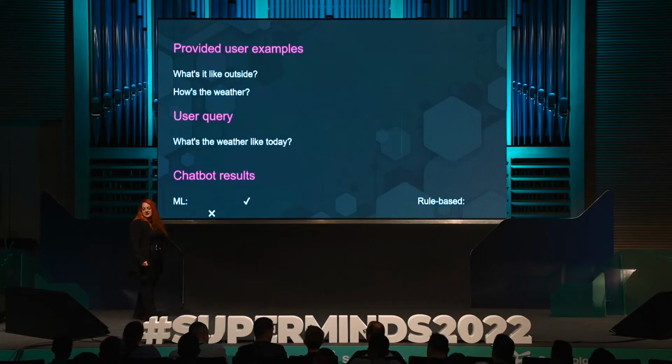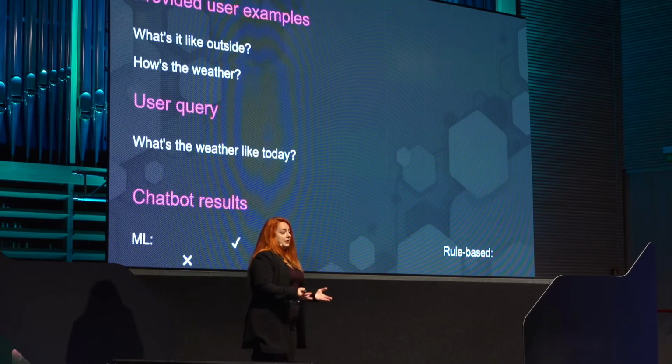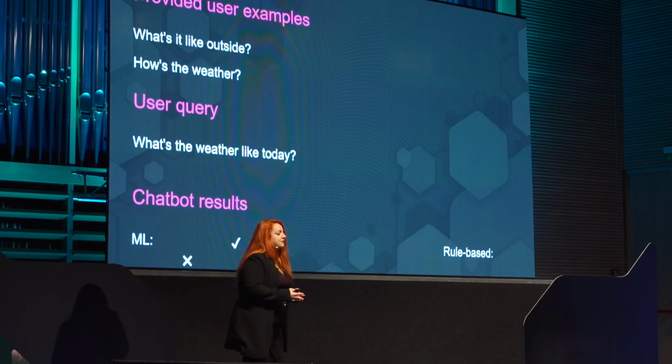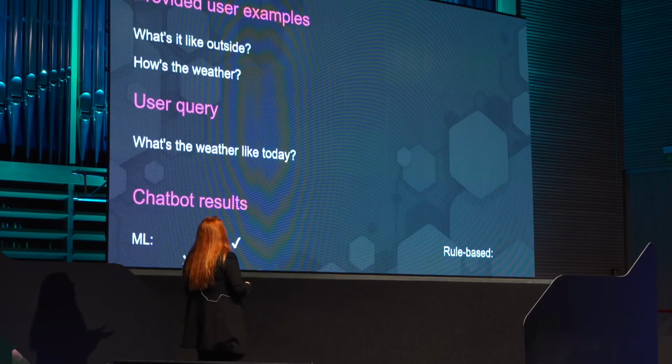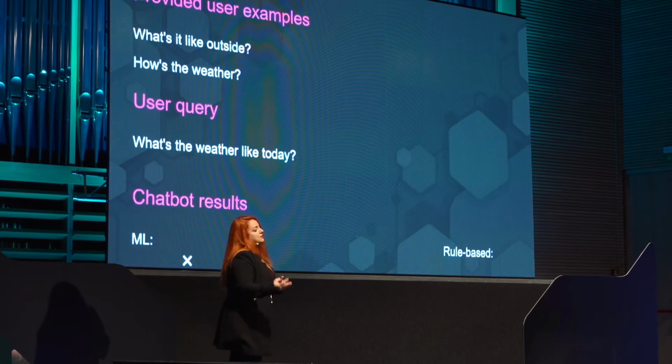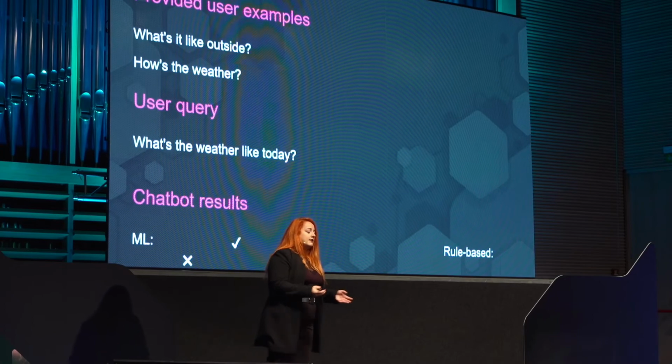Anyway, so for any machine learning and for any artificial intelligence system, you need to provide some data sets. And the data sets in the chatbot example would be training phrases. In this example, like what it's like outside or what's the weather. And of course, you wouldn't just provide two of them. You would provide a ton of them, like different ways that the user would ask that.